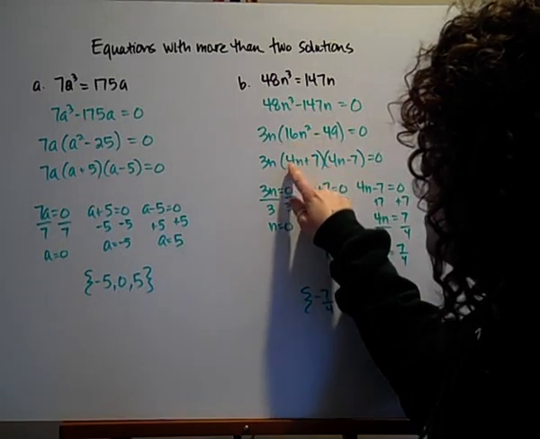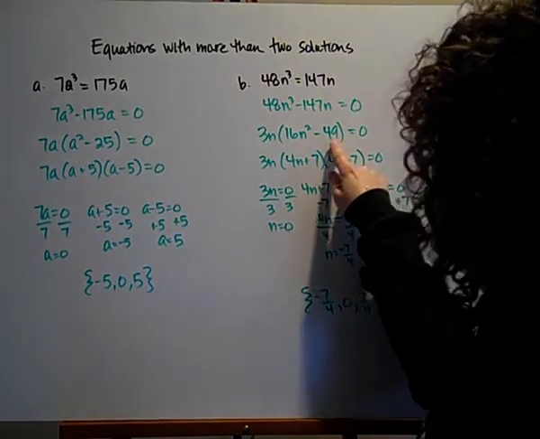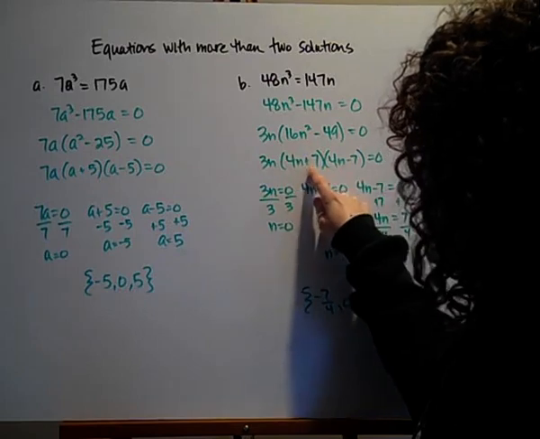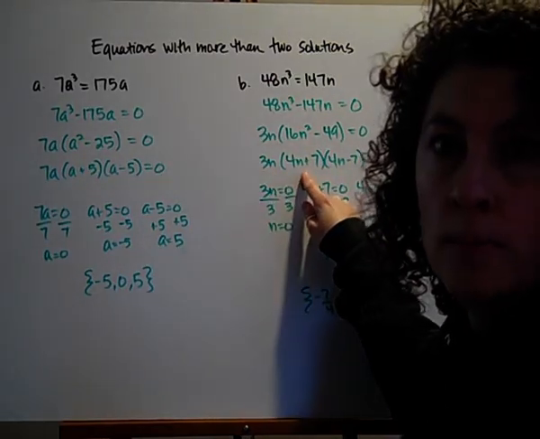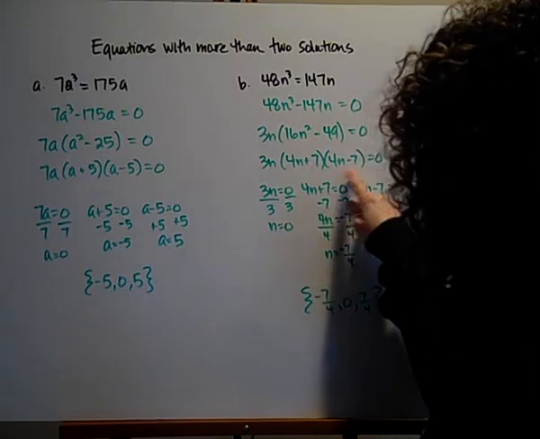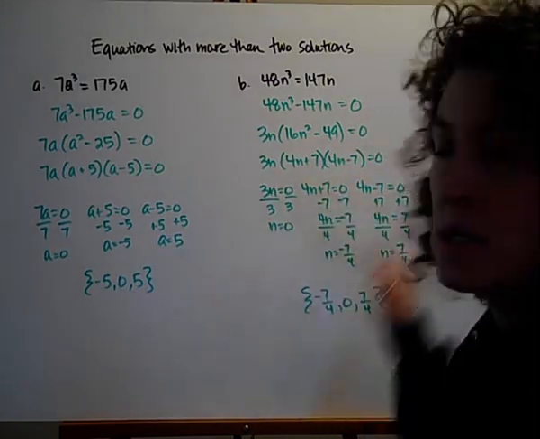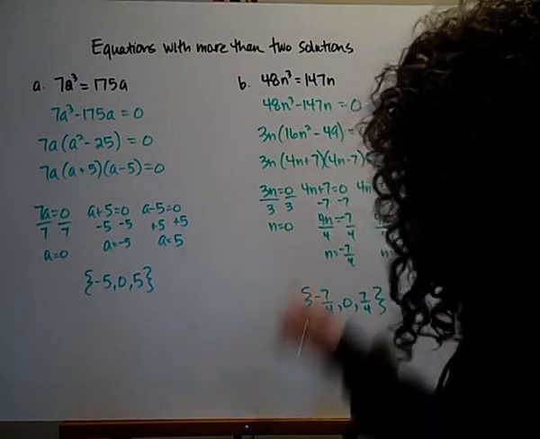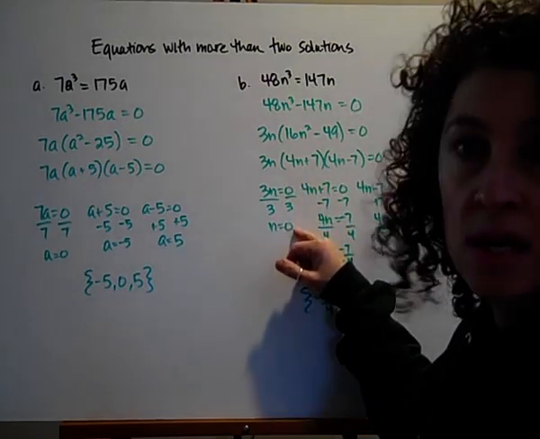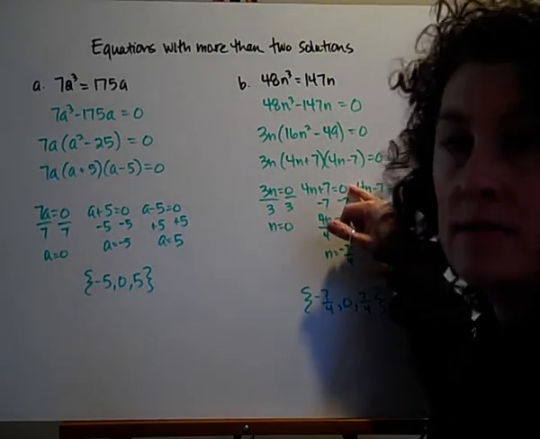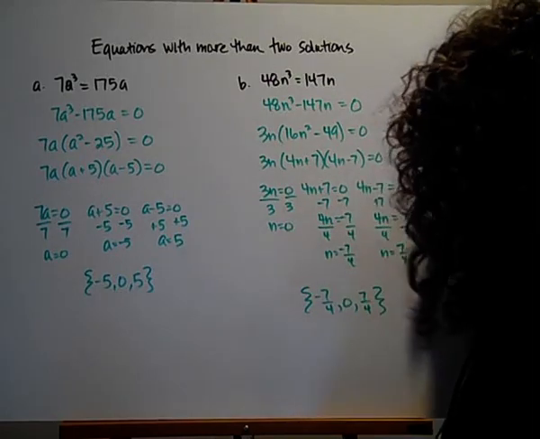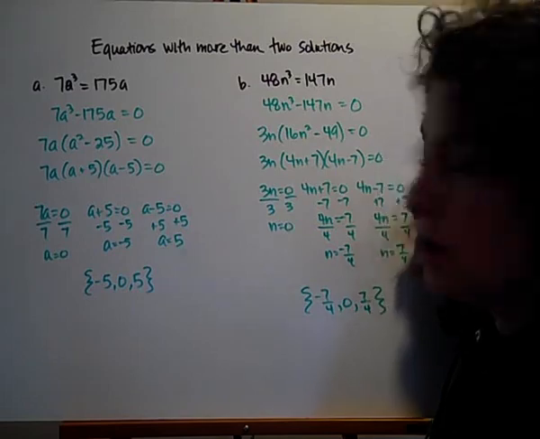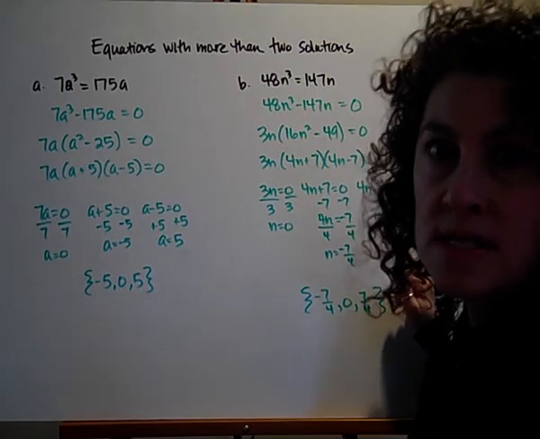So 16n squared, square root is 4n, 49, square root is 7. Make one addition, one subtraction. So I end up with 3n times 4n minus 7 times 4n plus 7. I'm going to break those each up and set them each equal to 0. So 3n could equal 0, which means n equals 0. 4n plus 7 could be equal to 0, which means that n could be equal to negative 7 fourths. And 4n minus 7 could be equal to 0, which means that n could be equal to 7 fourths.